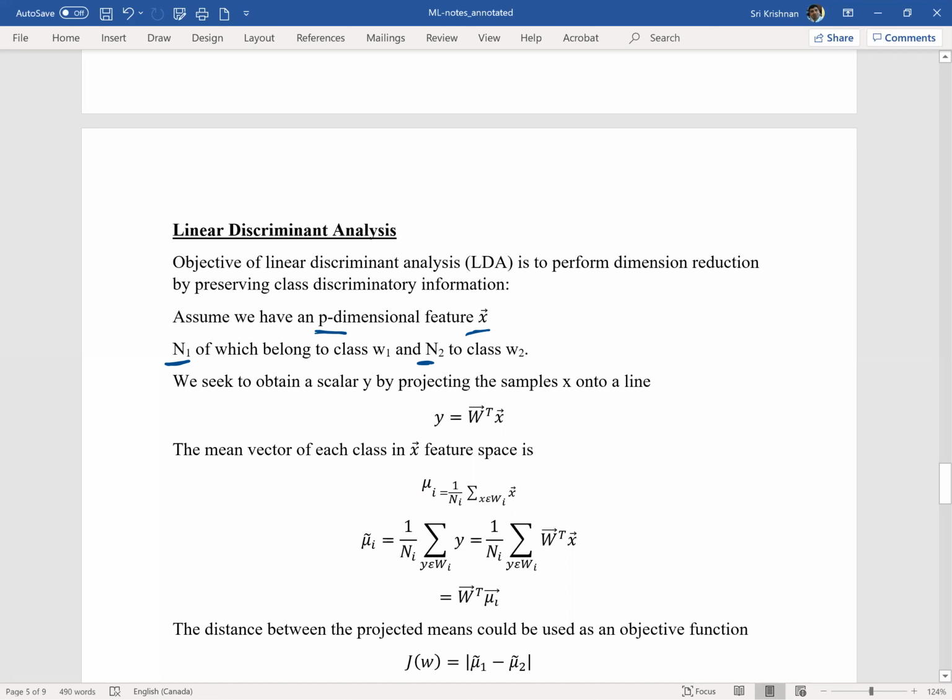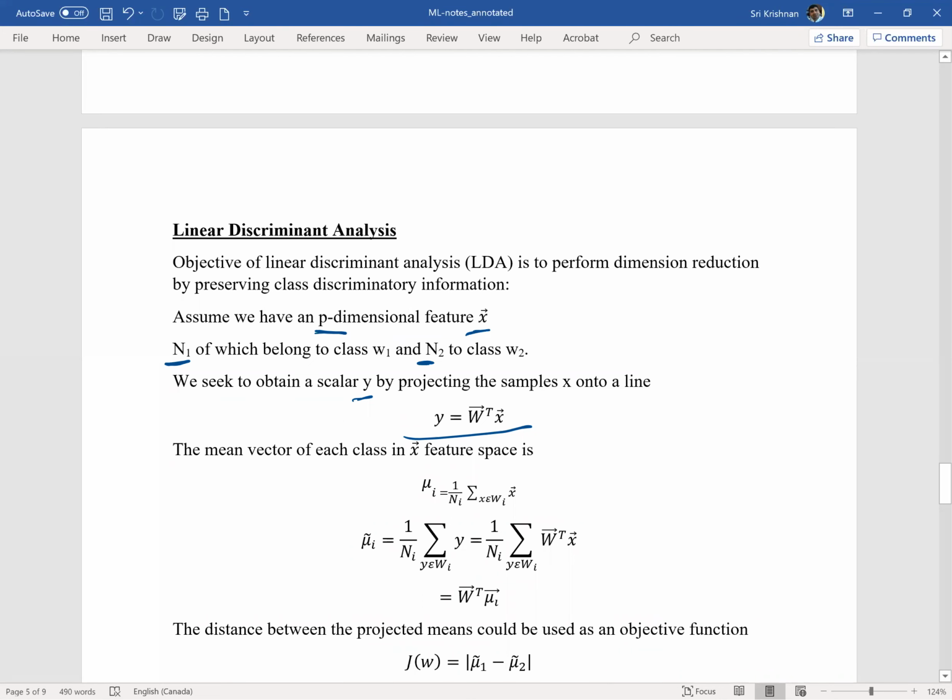So the whole idea is that we want to find a scalar y, where y is nothing but the projection of the samples X onto a line. Projection of the samples X onto a line. Here the line is W, okay? So that's written as W transpose X. So this is a notation for getting that scalar.